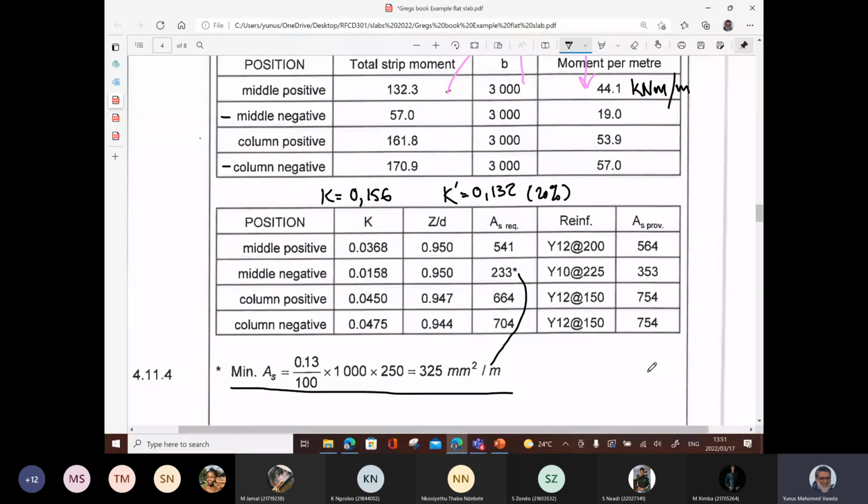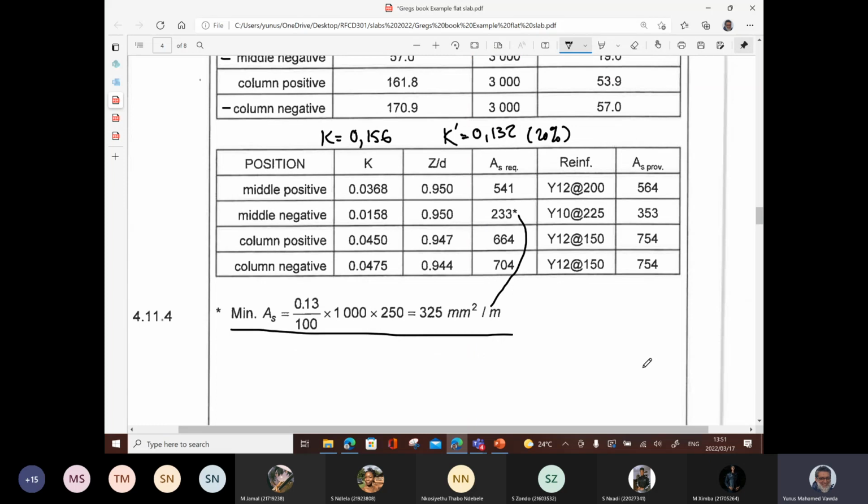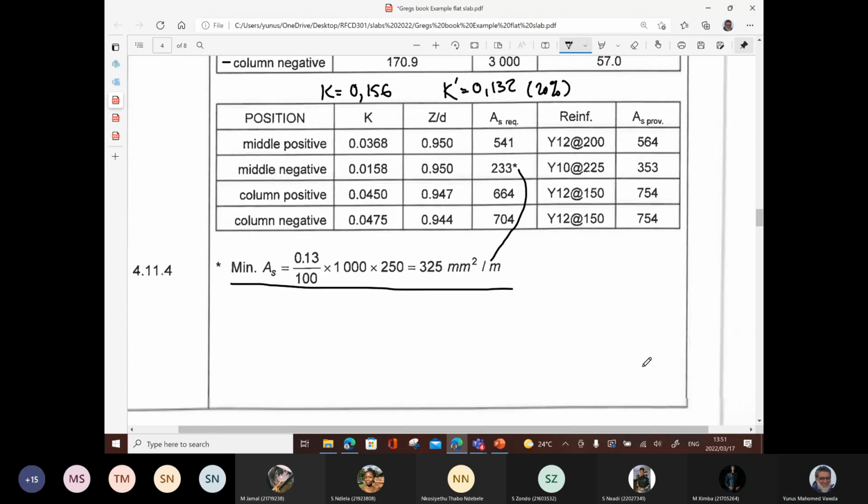Okay, so we end up putting Y12s at 200, 564, middle positive. Middle negative, you've got Y10s at 225, 353. Column positive, you've got 754, and that's Y12s at 150. Column negative, you've got Y12s at 150, 754. All right, so that's where we're going to put our reinforcement.